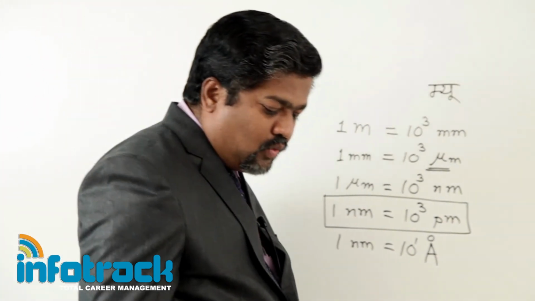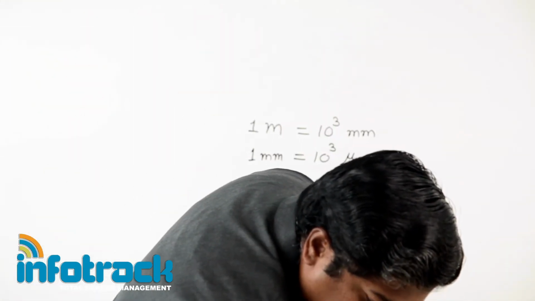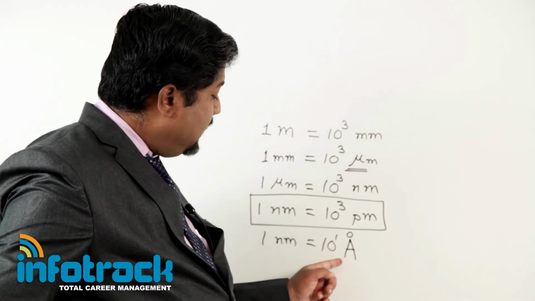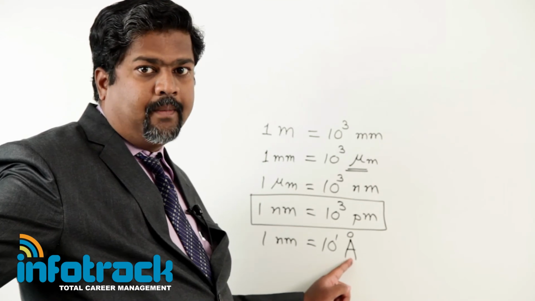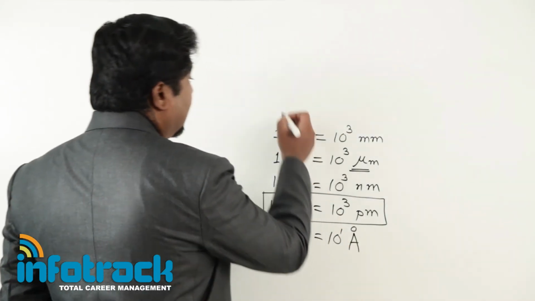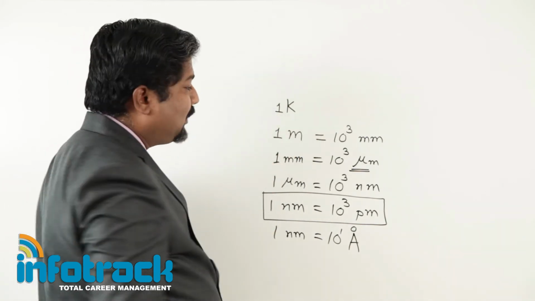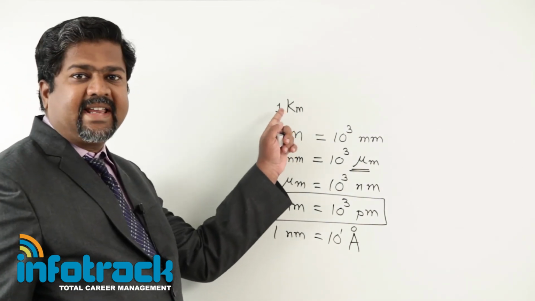Same way I have to go to the upper level also. Here I am going to the lower level till picometer, but practically speaking I am going till angstrom. Now we have to go for higher units, and for that purpose I am writing here higher unit. Here it is not so huge, but in order to get a clear idea I am writing big K. This is kilometer.